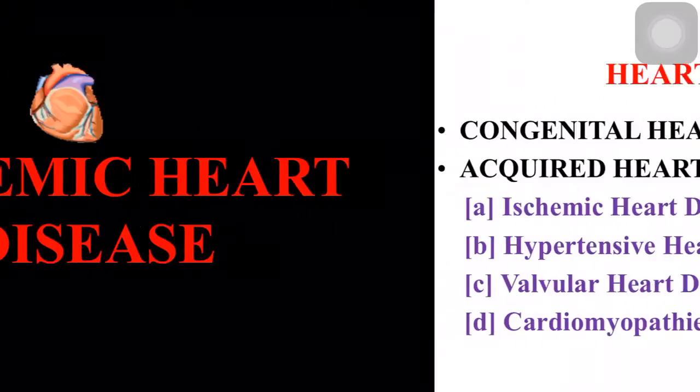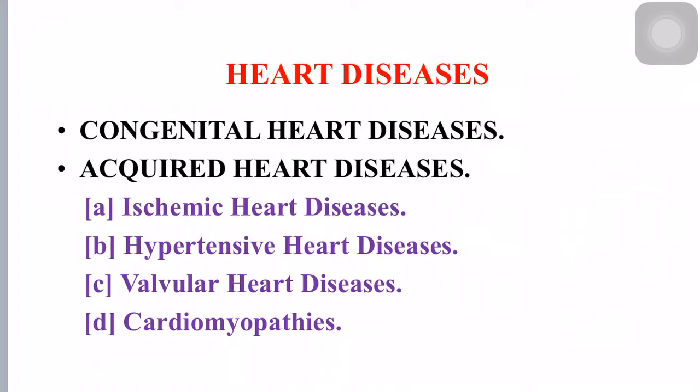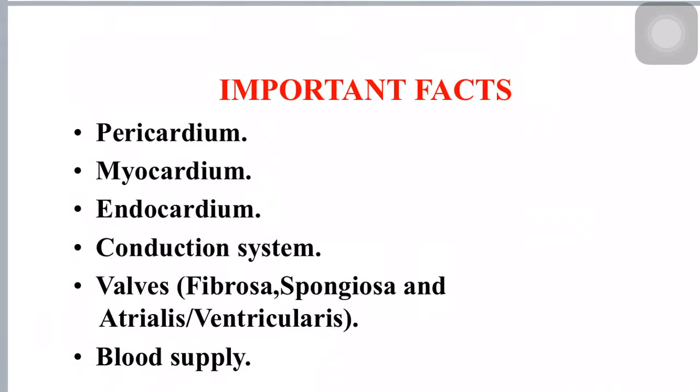Now, about heart diseases. In general, the heart diseases are classified into two broad categories. One is congenital and another one is acquired heart disease. Under acquired heart diseases, we have ischemic heart diseases, hypertensive heart diseases, valvular heart diseases, and cardiomyopathies. Next, these are some important facts that have to be considered in cardiovascular system.